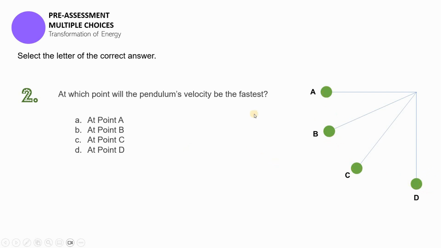Ayan. So, you have these several points in the pendulum now. You have to identify in number 2 at which point will the pendulum's velocity be the fastest. Okay. So, alin dyan? Yung point na napakabilis ng pendulum.